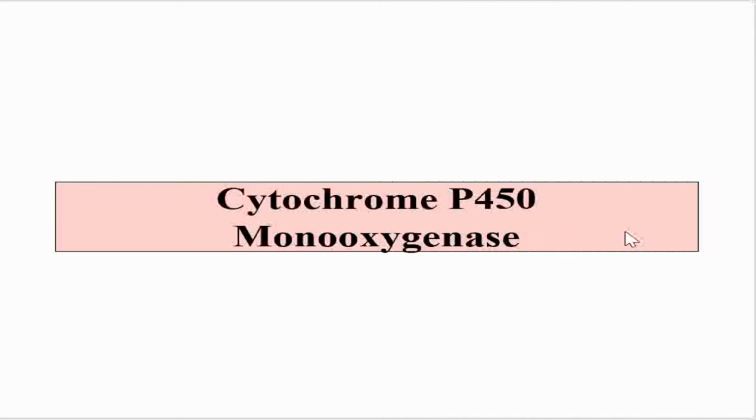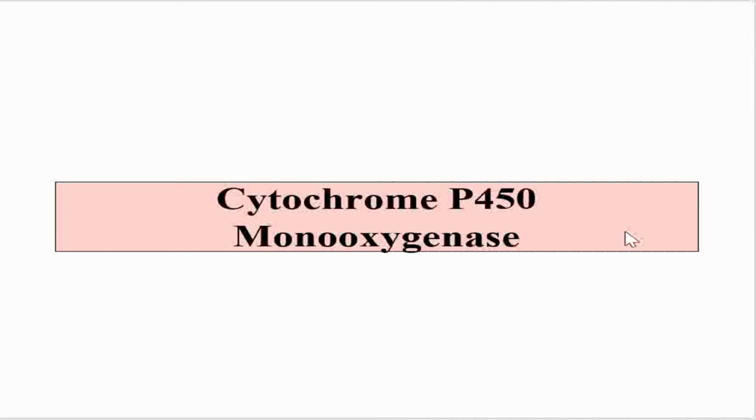Dear students, in this lecture we will discuss the heme proteins, and this is part 2 of heme proteins. We have already discussed the general introduction of heme proteins in the previous lecture. So in this lecture we will discuss especially cytochrome P450. Now we will discuss cytochrome P450, which is a heme protein.